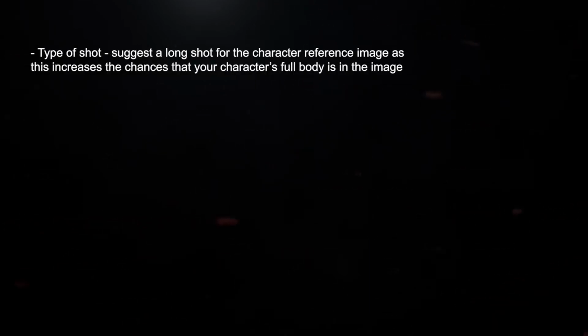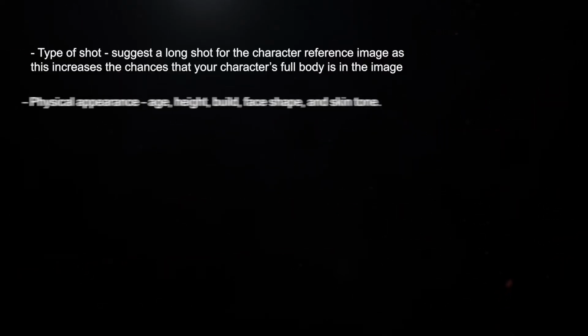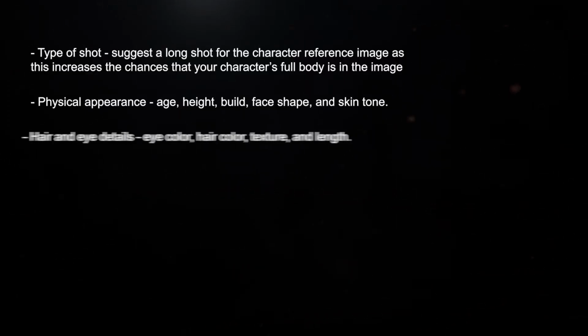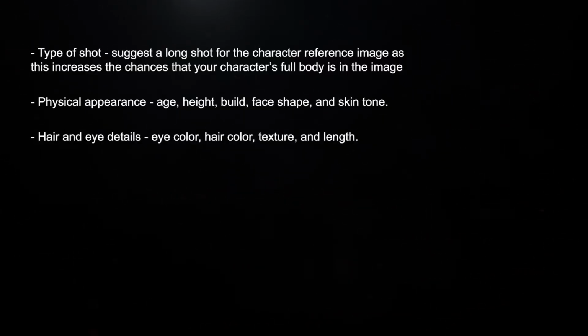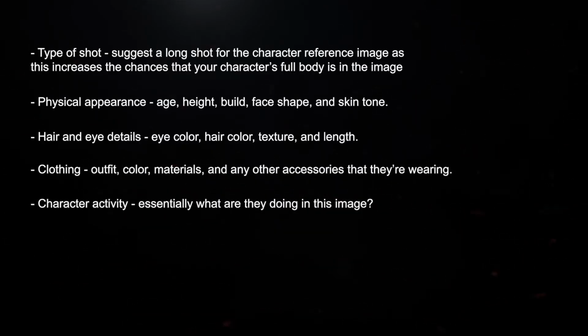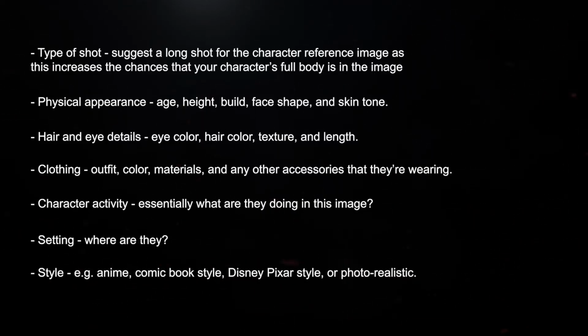Here's a quick breakdown of the key prompt elements that will allow you to create your desired character. First of all is the type of shot. This could be any type of shot really, but I'd suggest a long shot for the character reference image. This just ensures your character's full body is in the image. Their physical appearance, such as their age, height, build, face shape and skin tone, hair and eye details such as their eye color, their hair color, its texture and length, what color outfit are they wearing, what are the materials, what are they doing in this image, are they sitting, they could be standing, they could be running, where is this image taking place, what's the setting, and finally the image style. This could be anime, comic book style, Disney Pixar style, or even photorealistic.